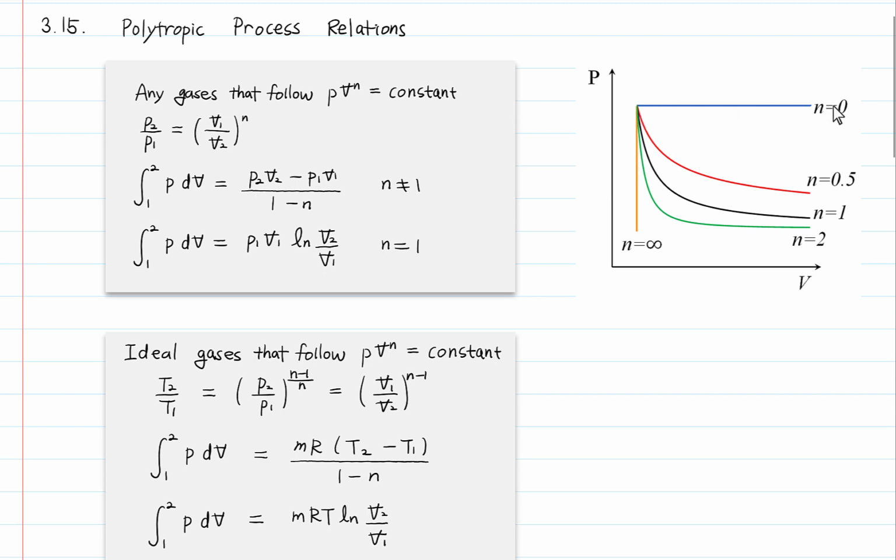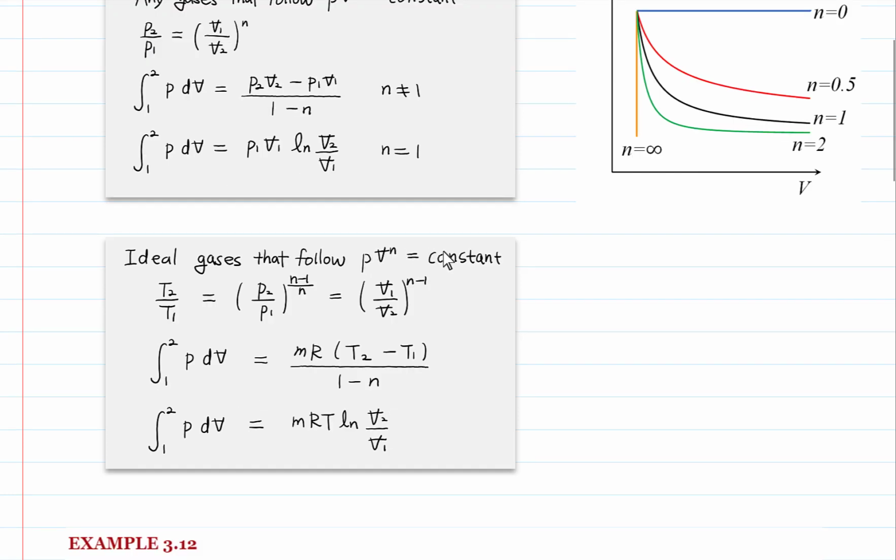When n is 0, it represents a constant pressure process. As n approaches infinity, it represents a constant volume process. When n is equal to 1, the pressure is inversely proportional to the volume. From the polytropic process between the two states, boundary work can be determined from this relation. When the exponent n is not 1, the boundary work is here, and when the exponent is 1, the boundary work is expressed here.